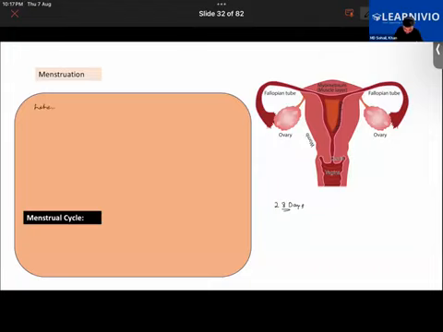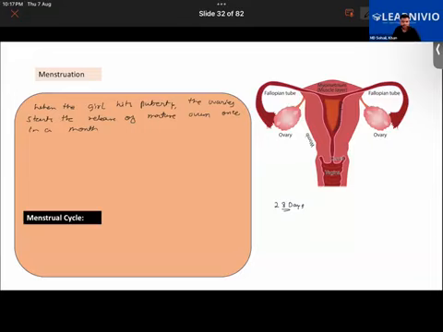So when the girl hits puberty, the ovaries start the release of a mature ovum once in a month. So once in a month, after they have reached puberty. Also, in this entire menstrual cycle, basically, what is going to happen?